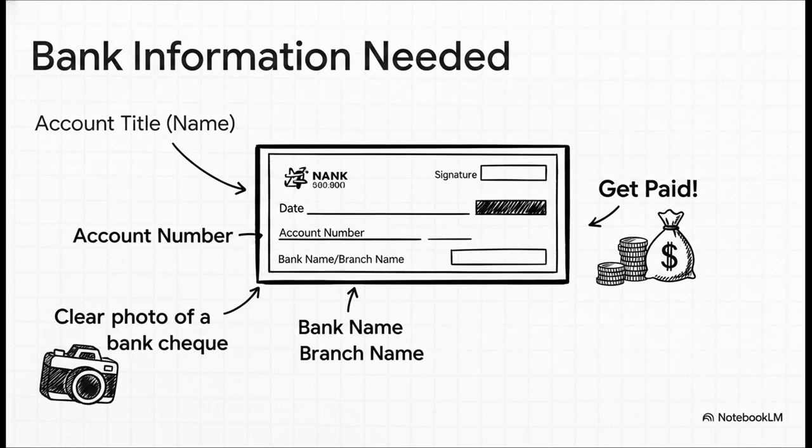Next up, the bank details. You'll need the name on the account, the account number, the bank's name, and the branch name. Then you'll upload that picture of a check. And here's a little pro tip. Make sure the photo is super clear and well lit. Get all 4 corners of the check in the frame. A blurry or cropped photo is the #1 reason for rejection.